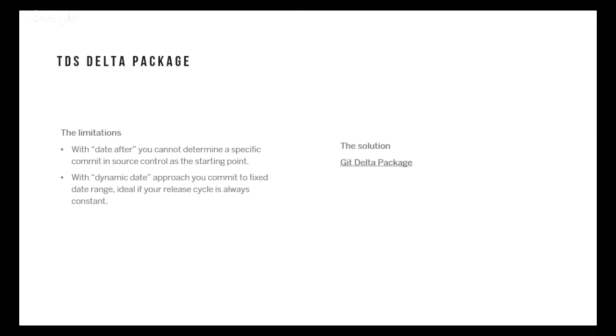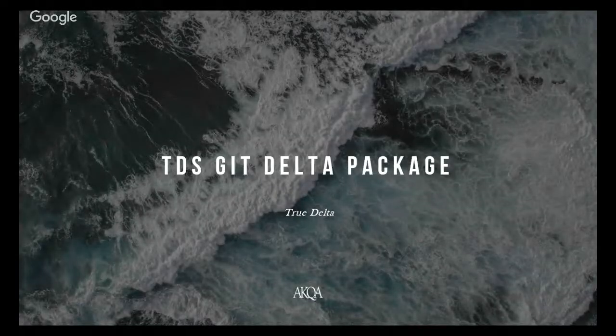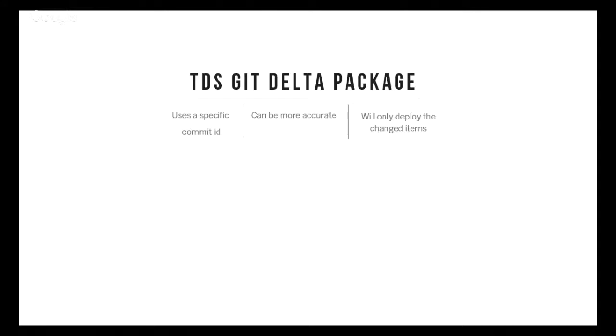A lot of people might stop there, but we went further and implemented Git Delta Package. A few people call it True Delta. So what is it? It uses a specific Git commit ID. It really is more accurate because it's looking for a specific commit ID. So if you have 10 commits within a day, you can specify that commit as a starting point, and only the commits since that starting point to the end will be used to generate that package.